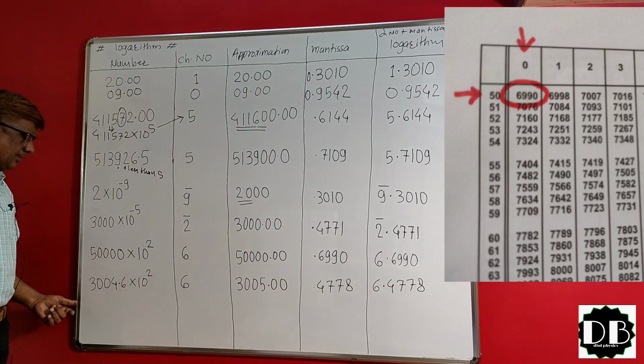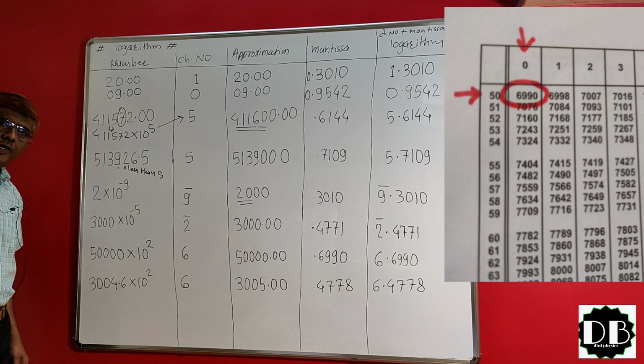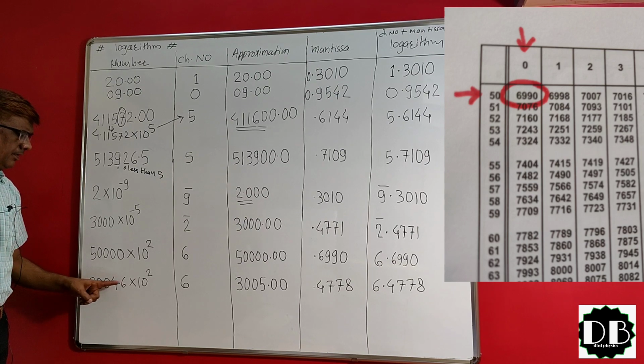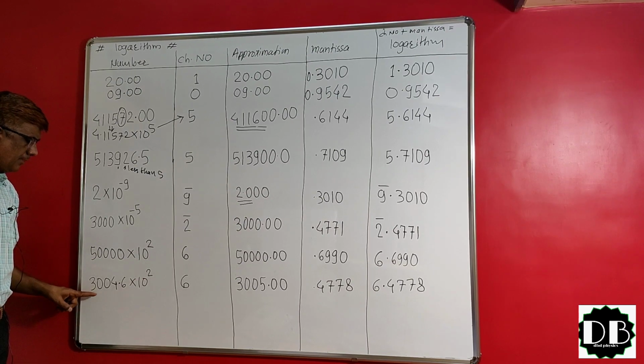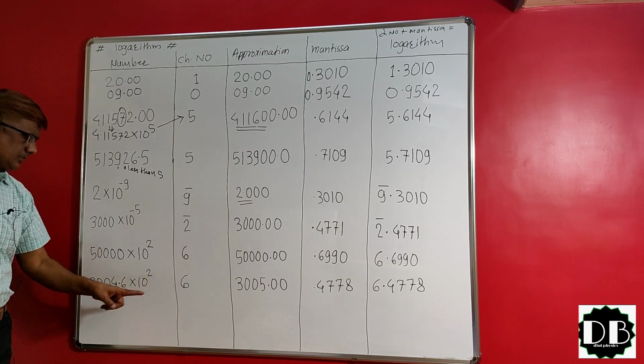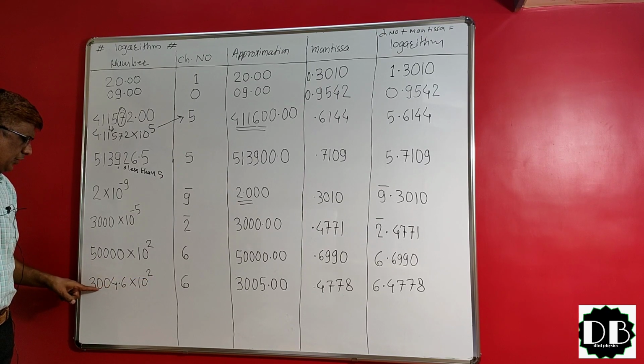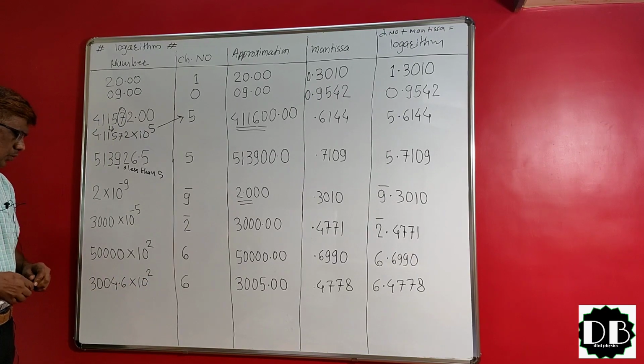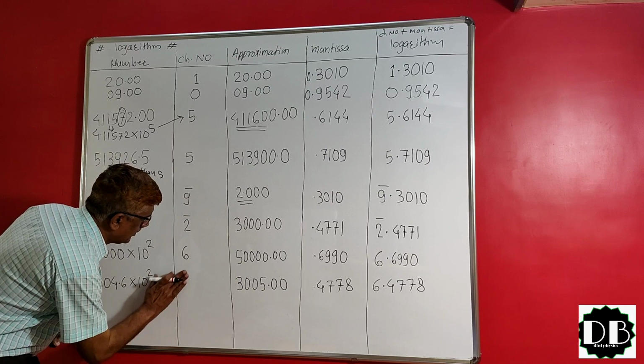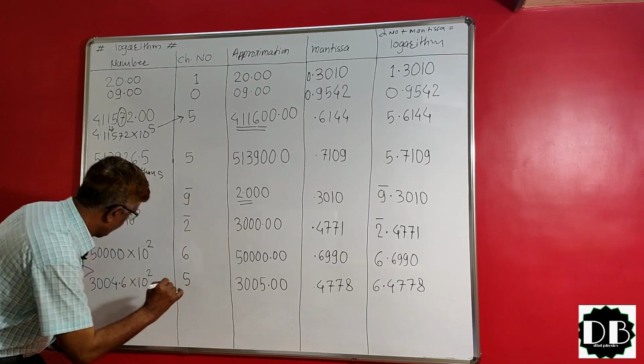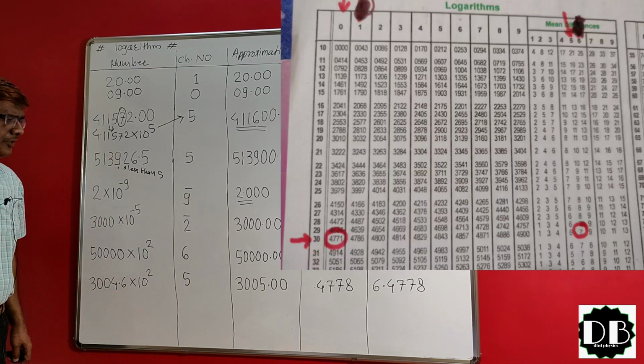There is also another number, 3004.6 into 10 raised to 2. Character number of this is 3, and 2 from the power. 1 2 3, and 2. It is character number 5.